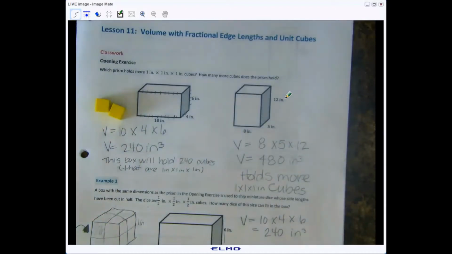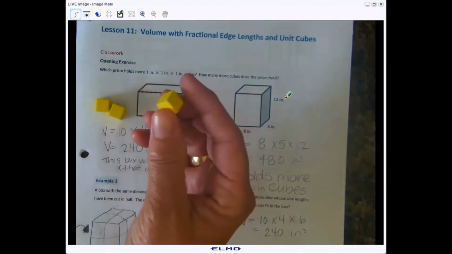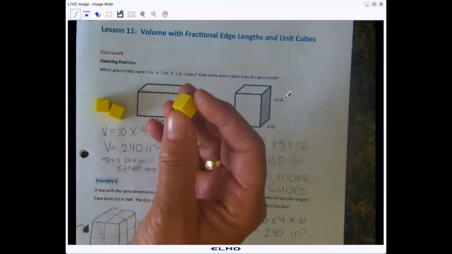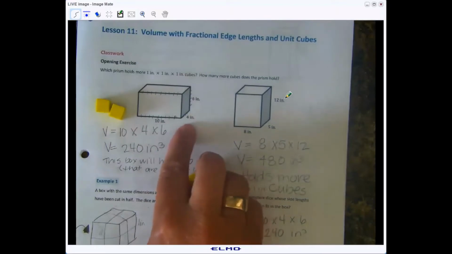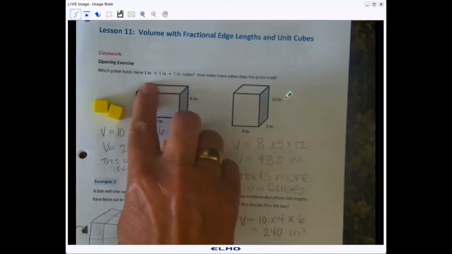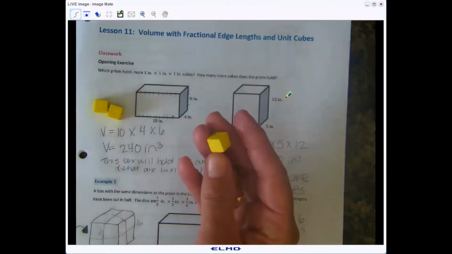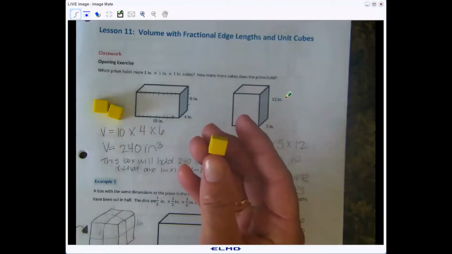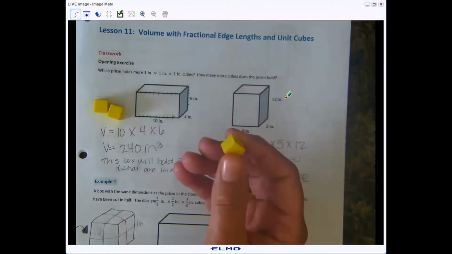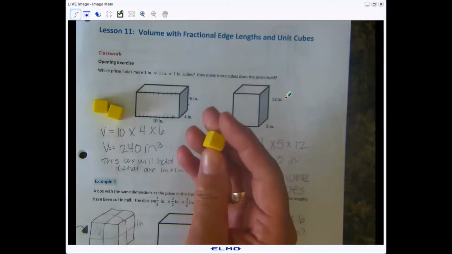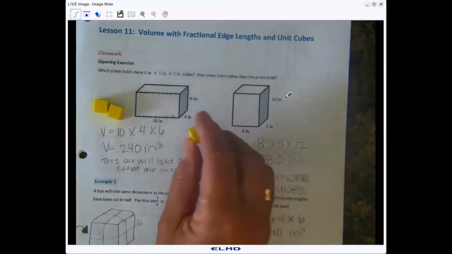And so you need to be real clear that the units we're talking about are in the shape of a cube, okay? Now, if we're talking about cubic inches, 1 cubic inch would be a 1 inch by 1 inch by 1 inch cube. This that I have in my hand here is not a 1 inch cube. It is a 1 centimeter cube. All right, I don't have 1 inch cubes, unfortunately, but this is the best example I have.